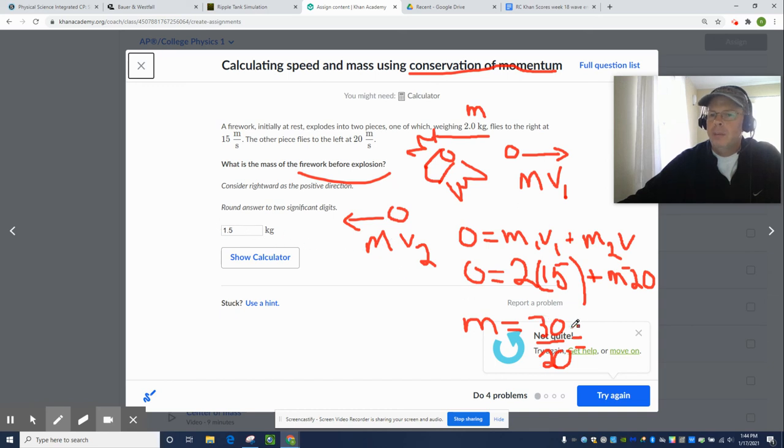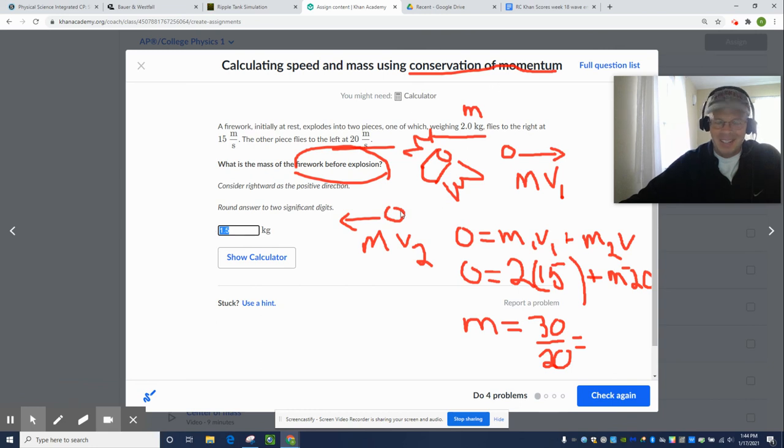I found the mass of the mystery fragment, the one going to the left at 20 meters per second. They didn't want to know the mass of the other fragment. They wanted to know the total mass of the system. See, do their question, not your question. 1.5 plus 2 is 3.5 kilos.